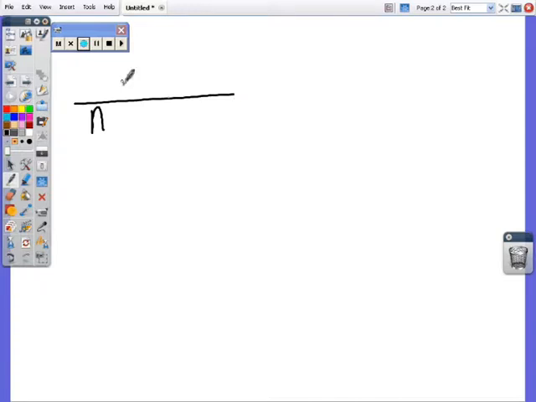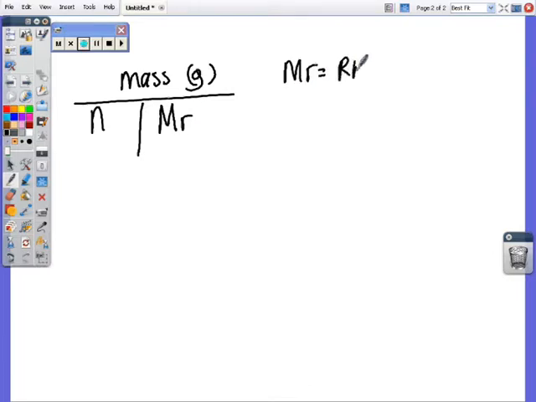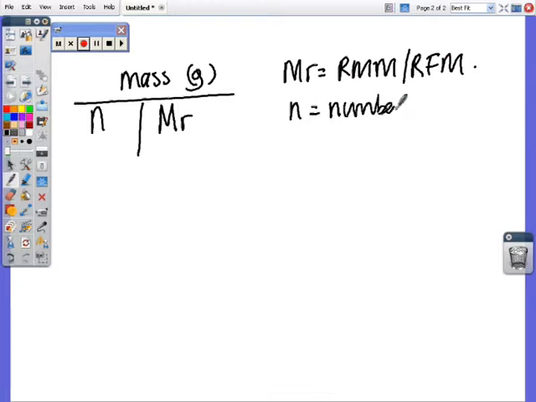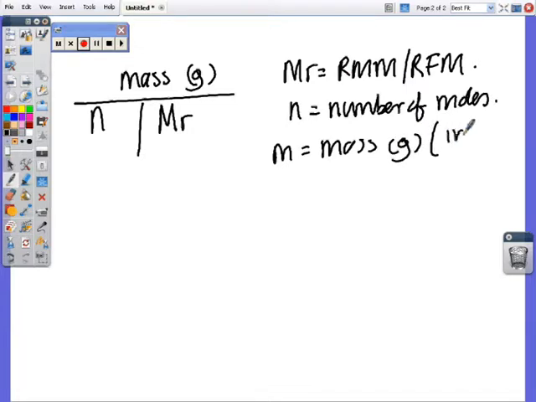The equation that we're going to use is n equals mass in grams divided by the Mr, and the Mr is simply the RFM, the RAM, or the RMM as covered in the previous video. n will be used to represent the number of moles of a substance, and m will simply mean the mass of that substance in grams. That is either normally given to you in the question by the examiner, or perhaps you'll have to work it out from the number of moles and the Mr.